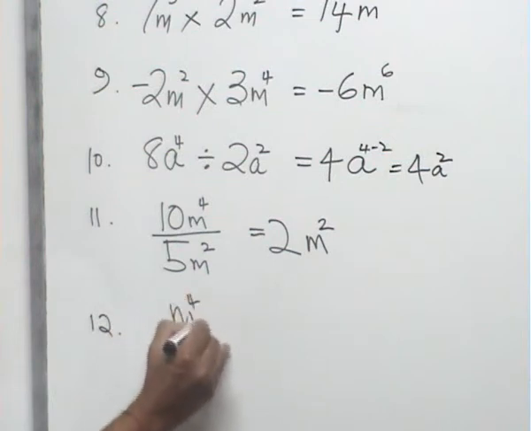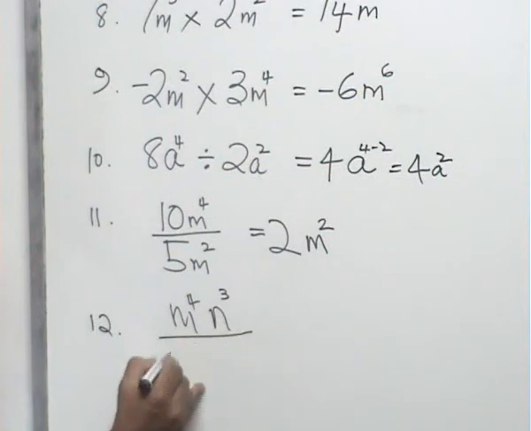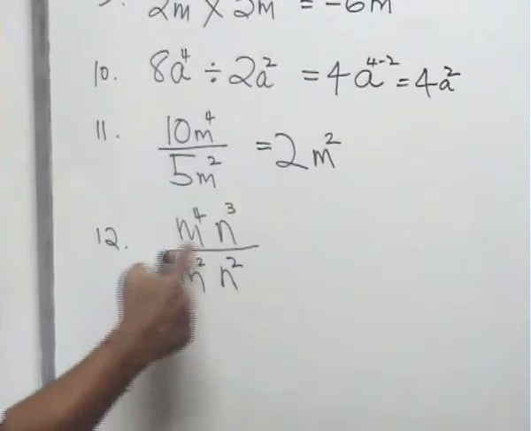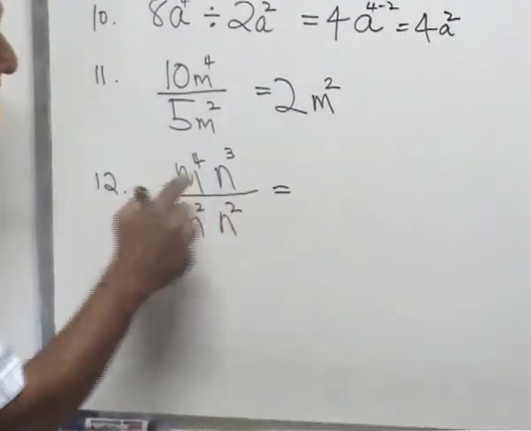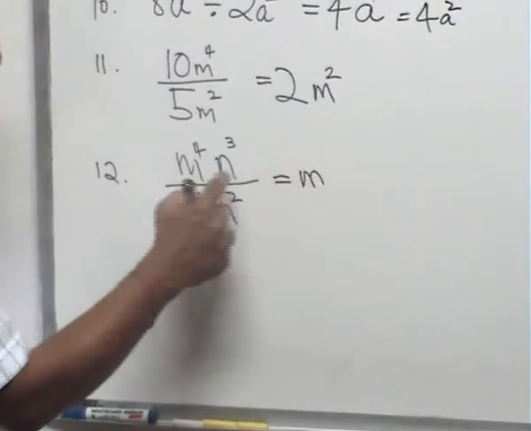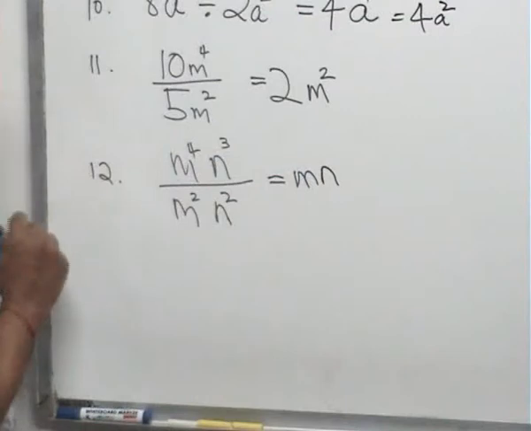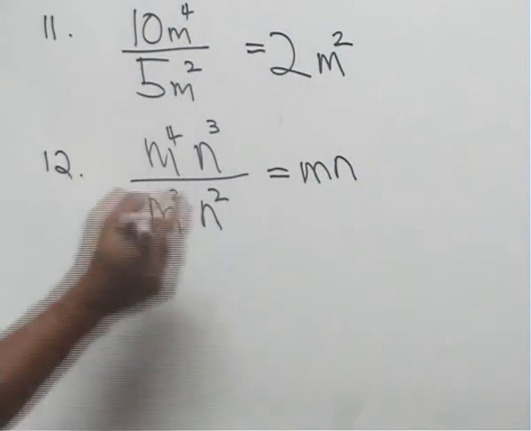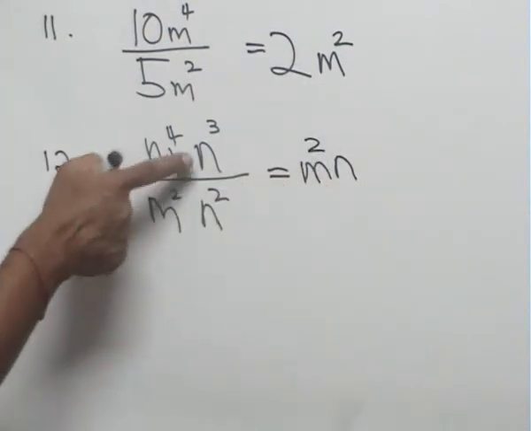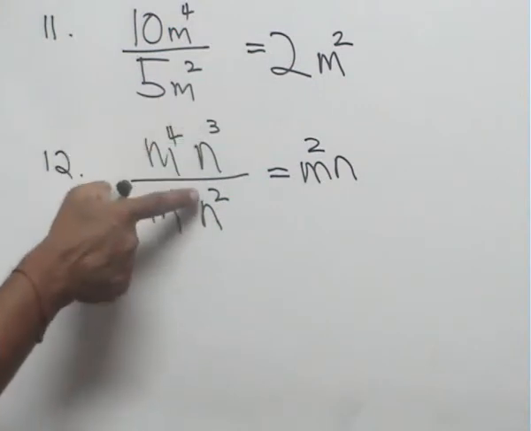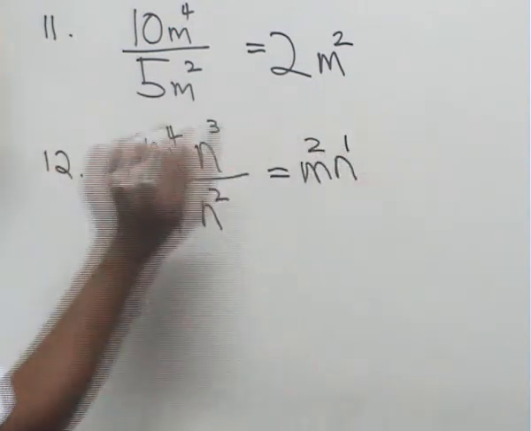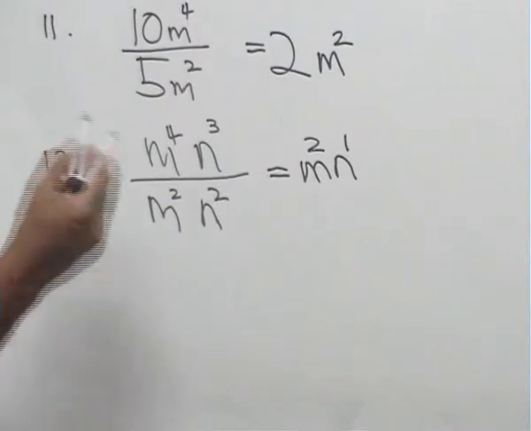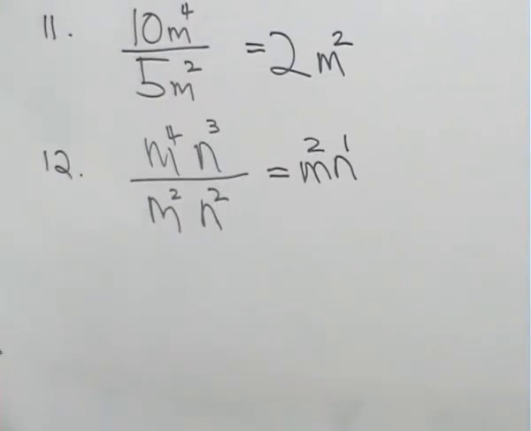Now, in number 12, we're going to do two bases. Now you've got m to the 4 n cubed divided by m squared n squared. Now you've got two bases. So all you do is, for the m, you write the base once. For the n, you write the base once. Then for the m, it will be 4 minus 2, which will give you 2. Then for the n's, it will be 3 minus 2, which will give you 1. So I'm going to do a few more examples on the other side, so that we get this thing nice and clear in our mind.